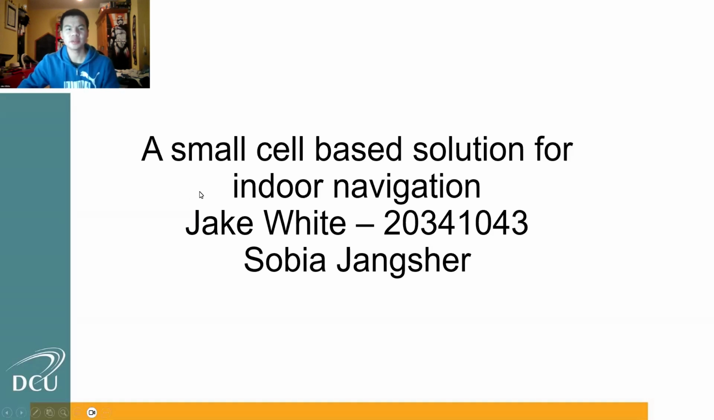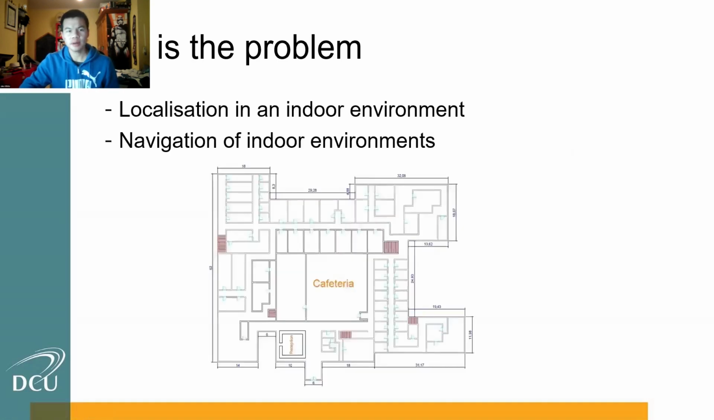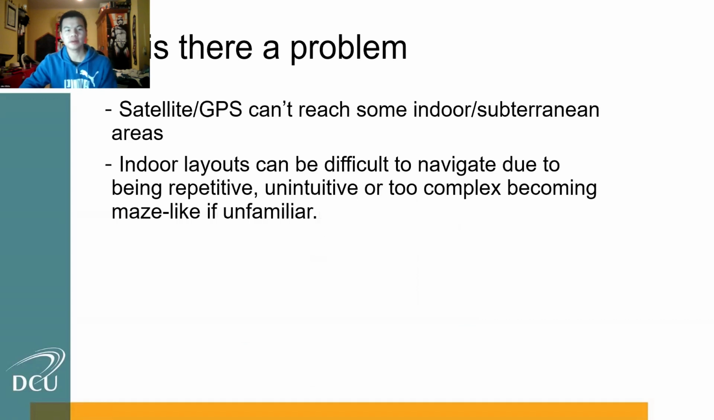So my name is Jake White and my supervisor is Sylvia Jangsha, and my project is a small cell-based solution for indoor navigation. So what is the problem? The problem is localization in an indoor environment and navigation in an indoor environment. This would be, for example, an underground or an airport possibly, or a hospital. So why is this a problem?